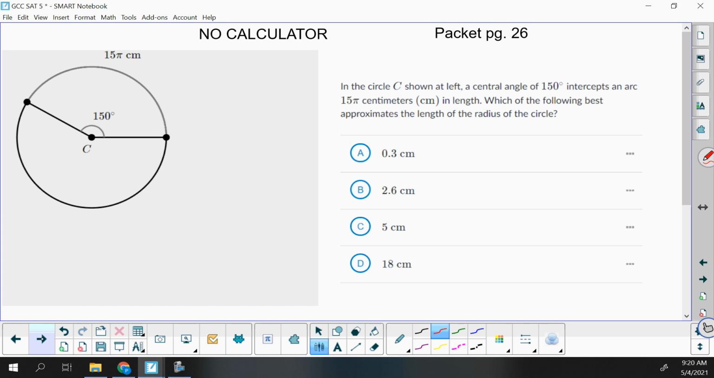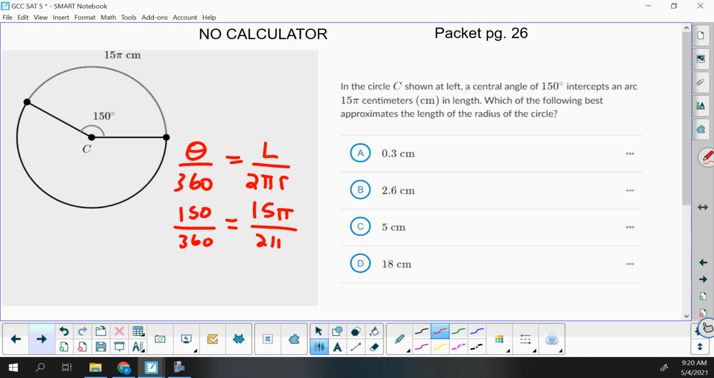So when we're working with arc length, we could do theta over 360 equals our arc length over our circumference formula, which you can get right from the SAT reference sheet you have in your packet, which is 2 pi r. Theta is our central angle, which is 150. So 150 over 360 equals our arc length, which they told us was 15 pi over 2 pi r. Now note, this is a no calculator. So this is a prime example why in the unit, when we were doing this, I had you try and reduce things first. Well, notice on the right, the pi's wipe out.